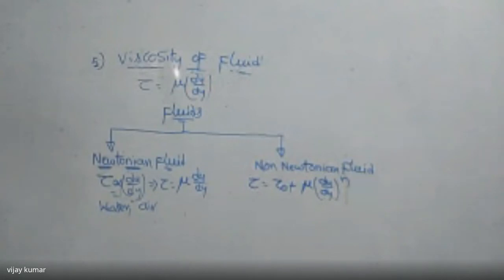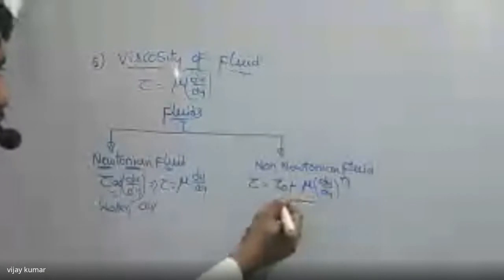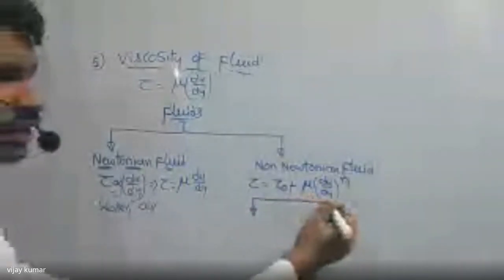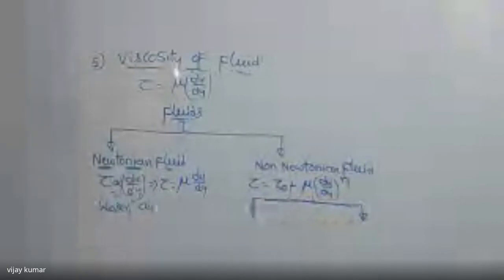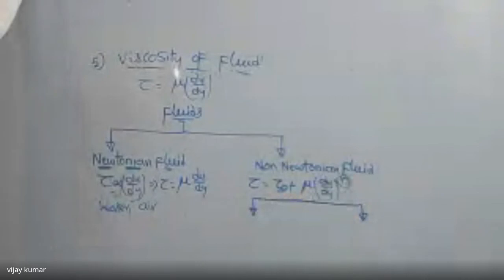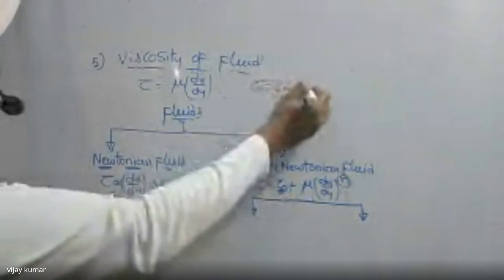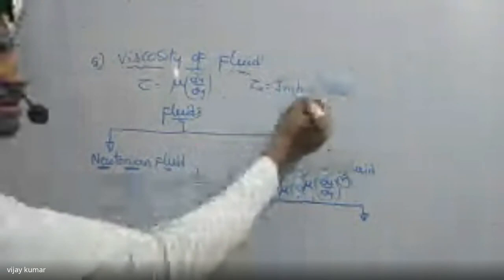Now, in the case of non-Newtonian fluids, this fluid does not follow Newton's law of viscosity. The non-Newtonian fluids are again classified into two types. What is the difference between these two equations? Here we have two additional terms in that equation. Tau naught is nothing but the initial shear stress.